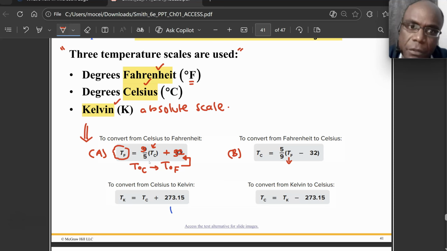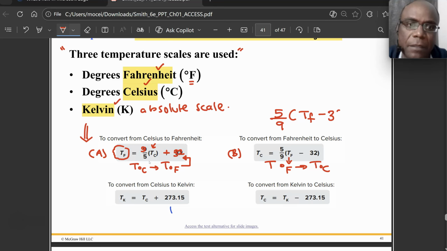Part B, you want to convert your degrees Fahrenheit temperature to degrees Celsius. So in this case, it's going to be 5/9 multiplied by the difference between the Fahrenheit temperature value given in the problem minus 32. Okay, that will give you the temperature value in degrees Celsius.